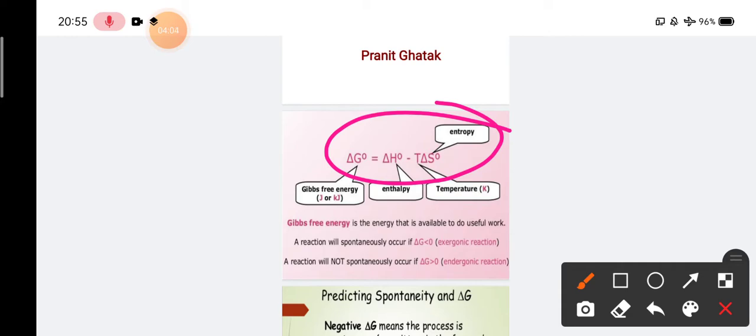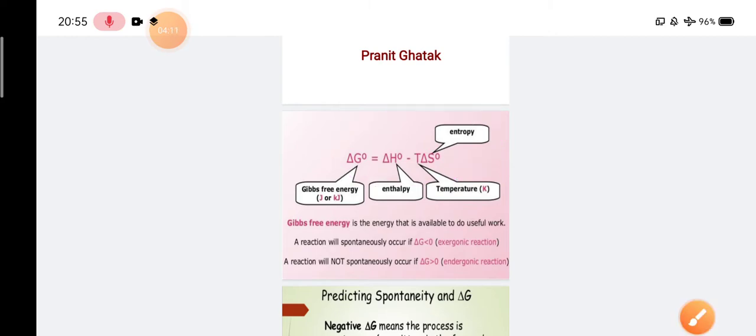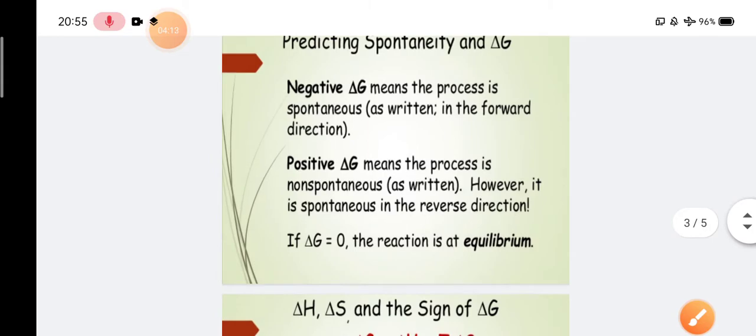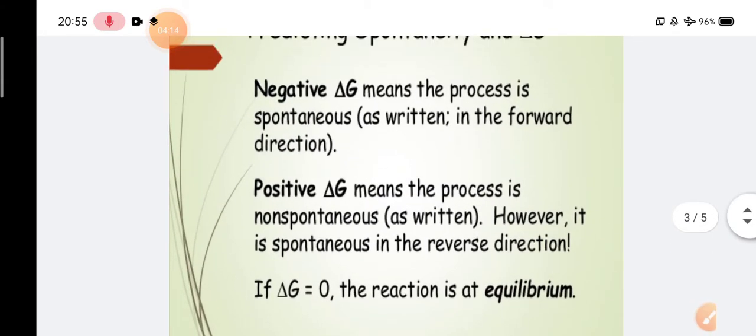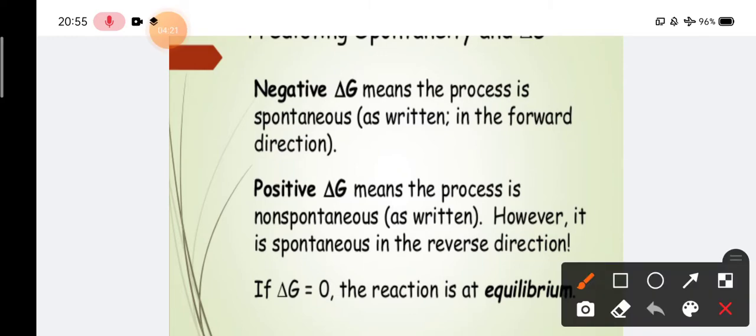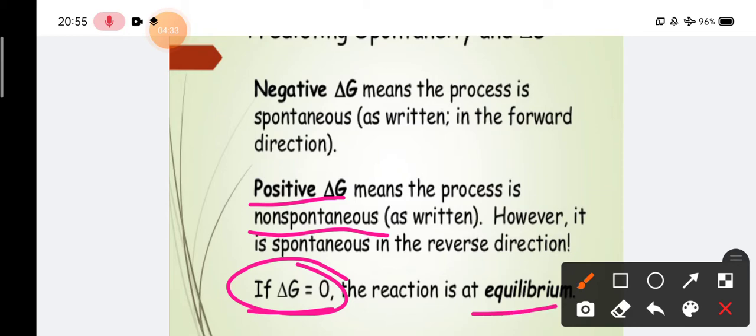If delta G is negative, then it will be a spontaneous reaction. If delta G is positive, then it will be a non-spontaneous reaction. This is also what is written on the slide. And if delta G is equal to 0, that means the reaction is in equilibrium.